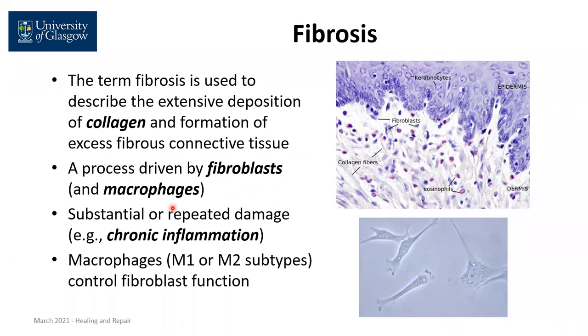Again, revisiting what we've talked about in previous lectures, macrophages can be M1 or M2 subtypes, and whether the macrophage is an M1 or M2 subtype will dictate how they control fibroblast function. And ultimately speaking, fibrosis is a characteristic of substantial or repeated damage. Obviously a good example of this would be a chronic inflammatory disease.